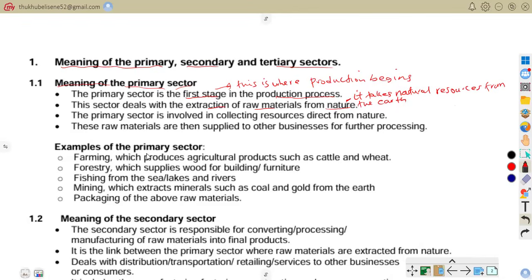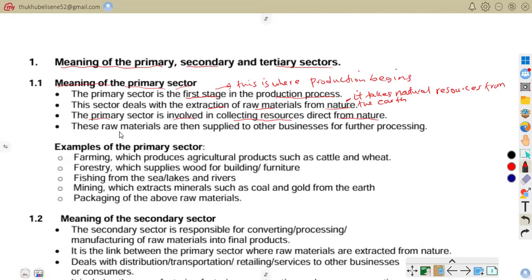So that is that. The primary sector is involved in collecting resources direct from nature. It simply says no processing is done yet, just collecting. In the primary sector, it's just collecting, when we are on this first stage.